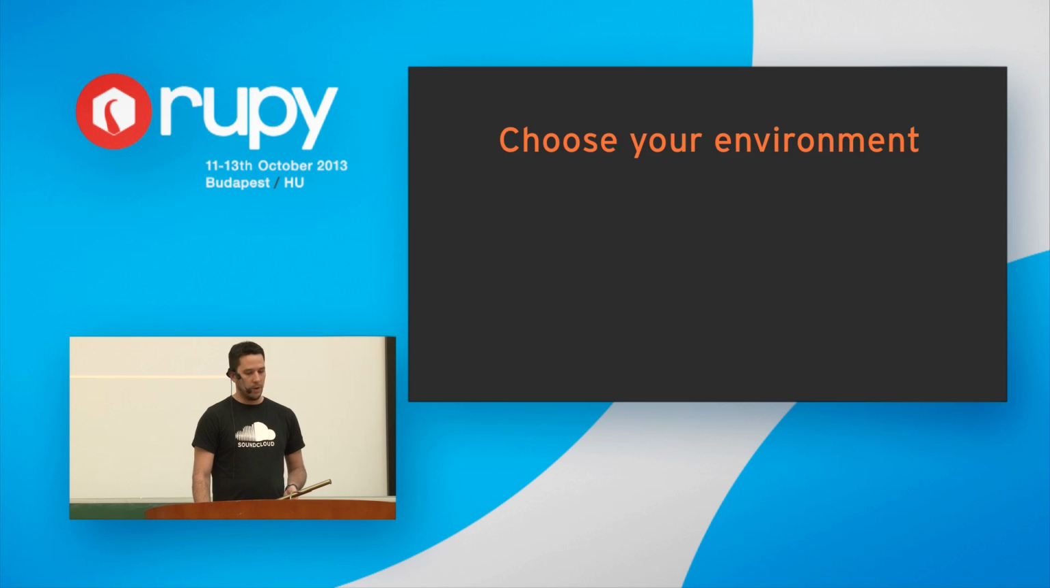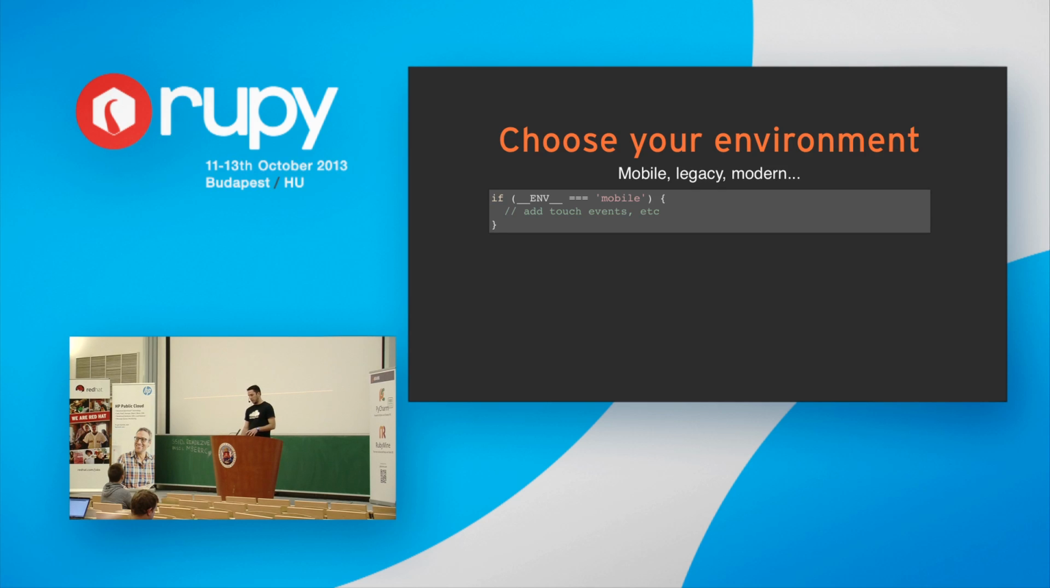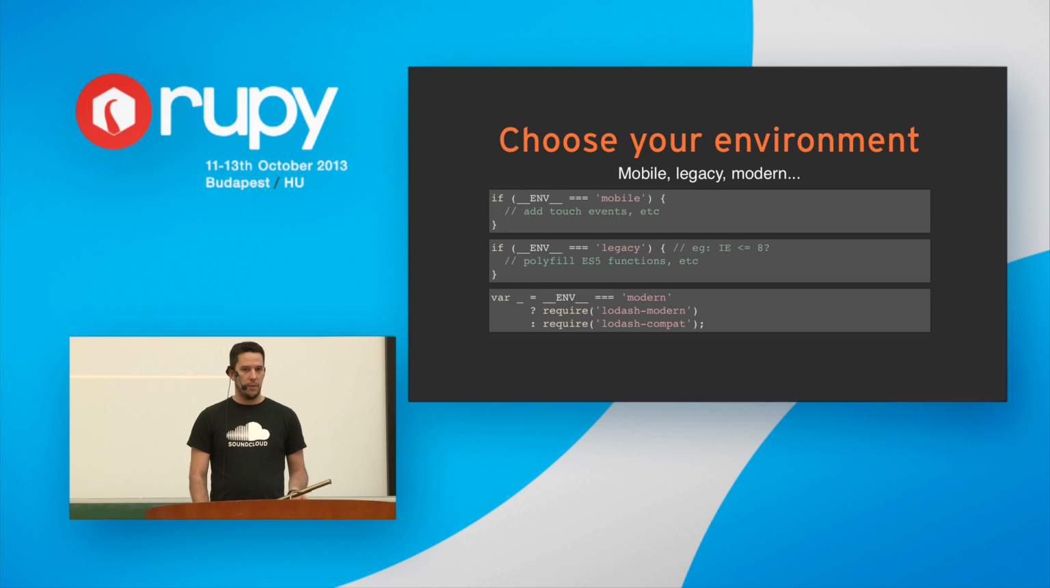So all you have to do is choose your environments. So for example, if you have your website working for touch devices, mobile, you might want to not include that code for desktop browsers. So only include the touch library if the build environment is mobile. If you've got a build for legacy browsers, then you can include the code to maybe polyfill ES5 functions or so on. And then you could even use the other libraries' targeted builds in your own side.